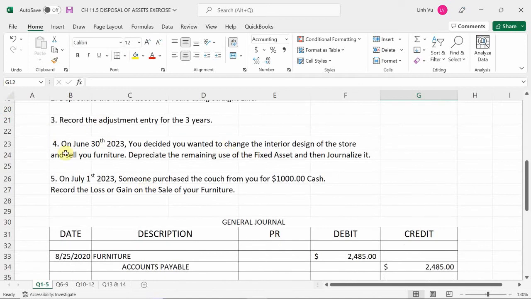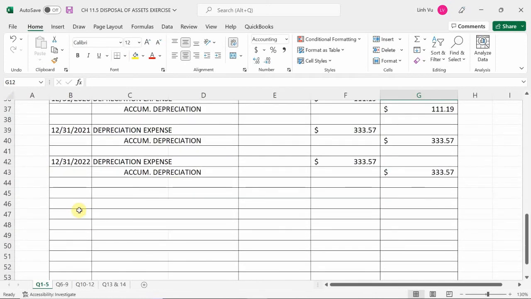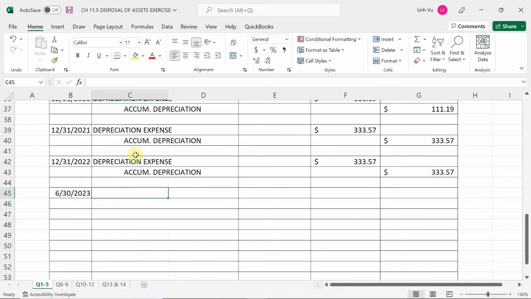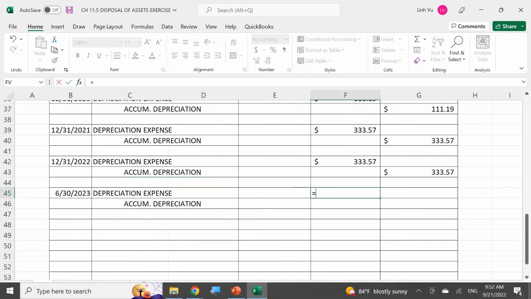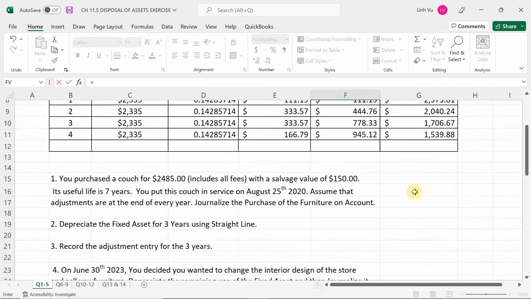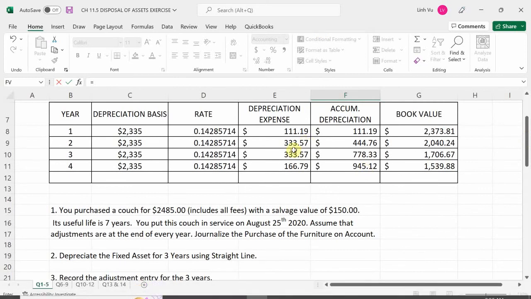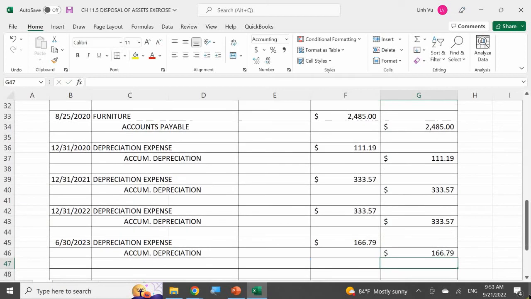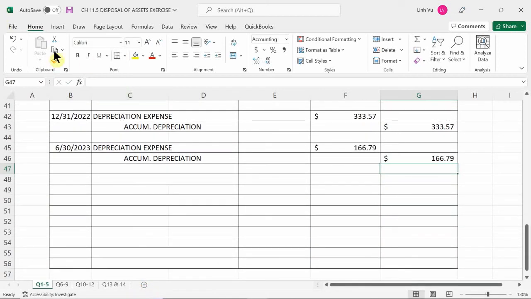We have to journalize that last transaction, right? So in this case, June 30th of 2023, we're on the next year now. How do we journalize this last depreciation for the 6 months? Depreciation expense and accumulated depreciation. For what amount? $166.79. Okay, all right.